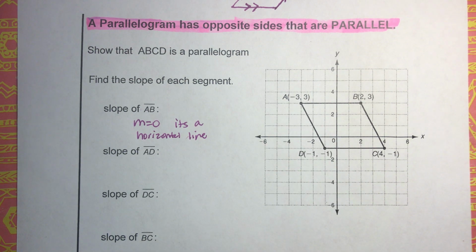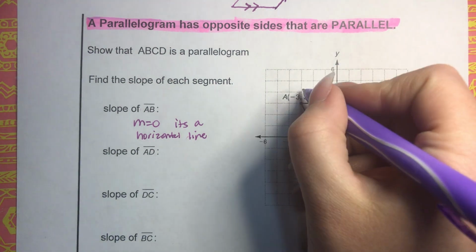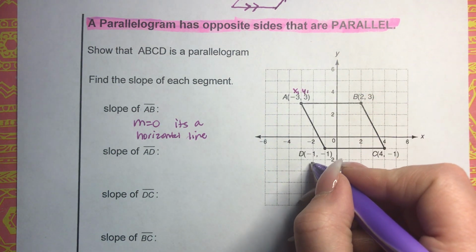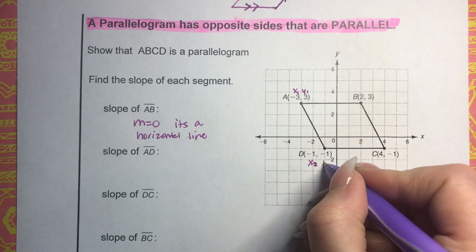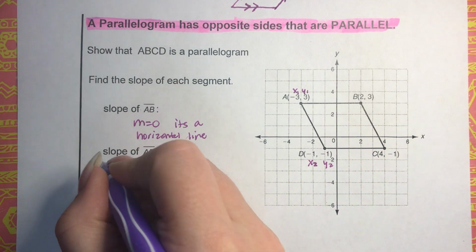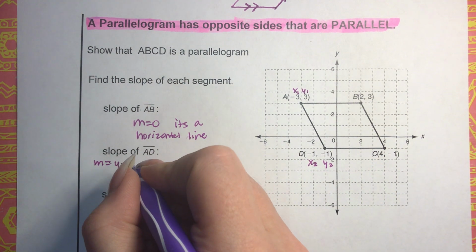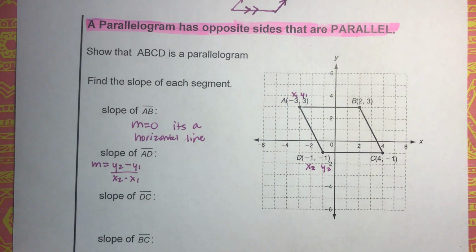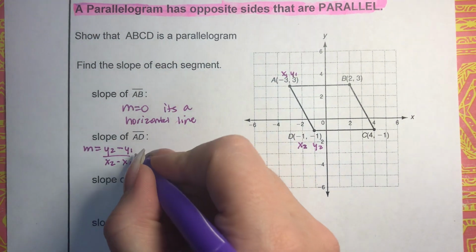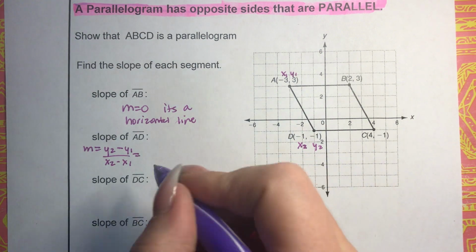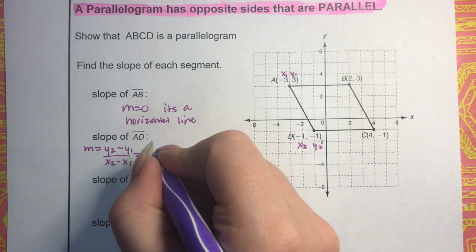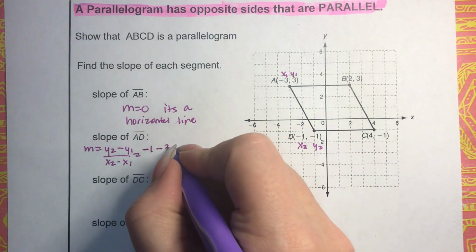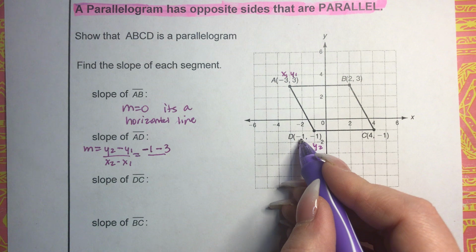Okay, so this one is not horizontal. So what we need to use is the slope formula. I'm going to call this my x1, y1. This is going to be my x2, y2. And so I'm just going to find the slope. I'm going to use that slope formula, y2 minus y1 all over x2 minus x1. All right. And then I plug it all in. So y2 is -1 minus y1, which is 3.